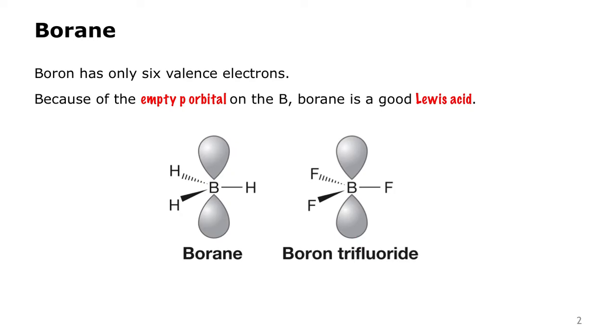They have a structure that is analogous to that of a carbocation. In a carbocation, you have a positively charged carbon in a trigonal planar arrangement with an empty p orbital. Borane is a neutral compound that is trigonal planar with an empty p orbital, but that empty p orbital behaves the same way. It's a very good electron pair acceptor.